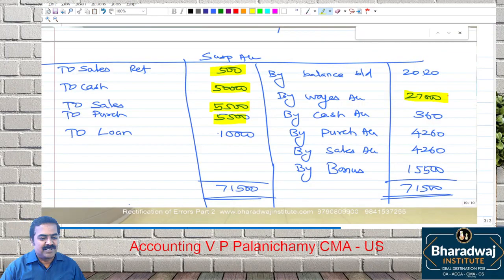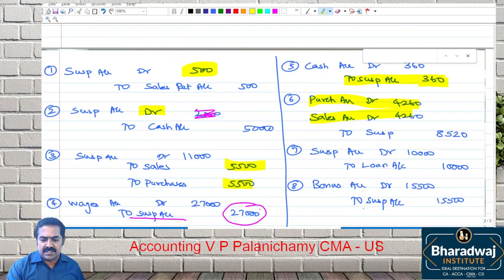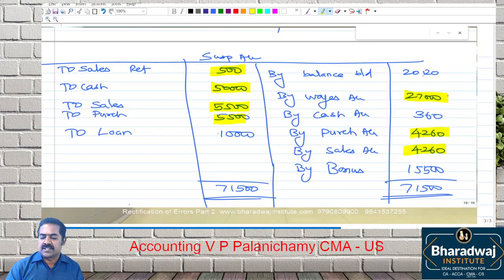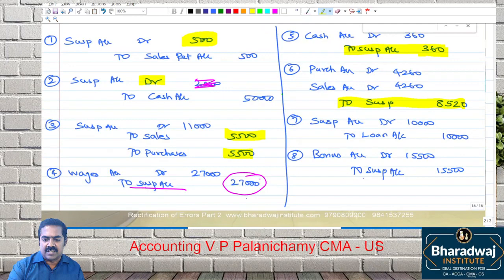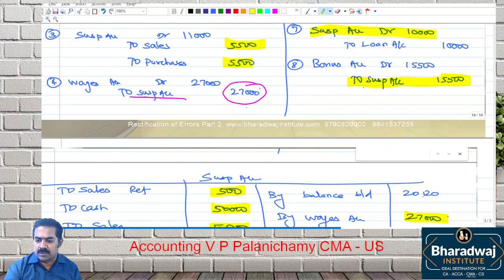So next entry பாருங்க. Purchases account debtor, sales account debtor to which account? Suspense account credit பண்றோம். அப்ப suspense account credit sideல by purchases, by sales னு ஒரு அவ்வளவுதான். Then next one, suspense account debtor to loan account. Suspense account you have to debit to loan account, 1,000. Next பாருங்க. Bonus account debtor to suspense account. Suspense account credit பண்றோம்.